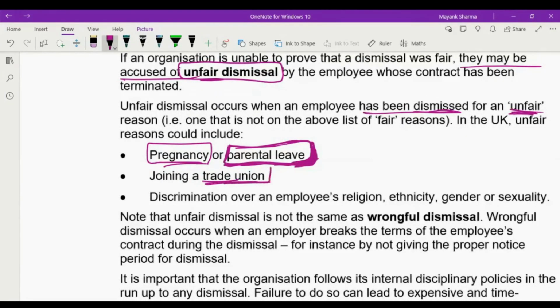Sometimes employees join trade unions, labor unions. You can't say that since the employee is joining a labor union which works against the business, you can't be a part of our employment. So anyone who is joining a trade union cannot be dismissed on fair grounds.